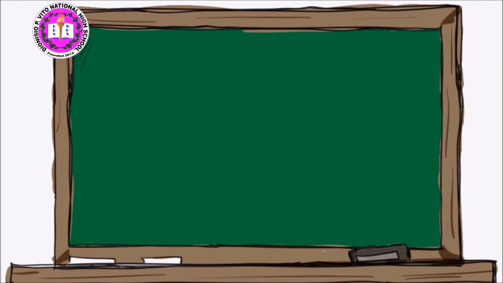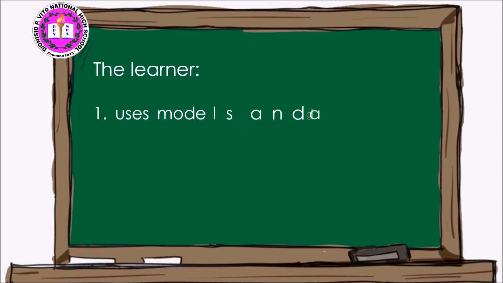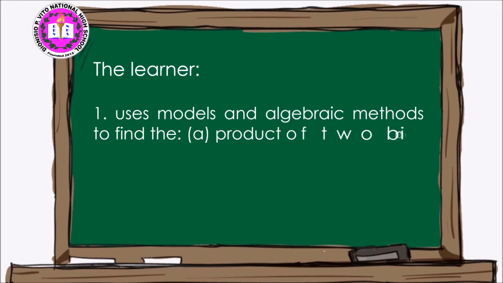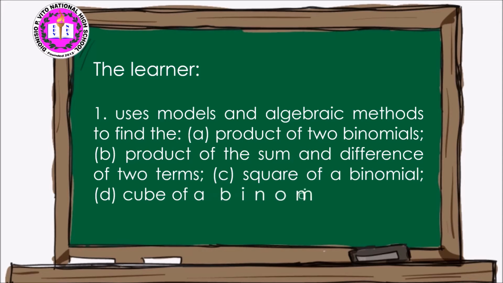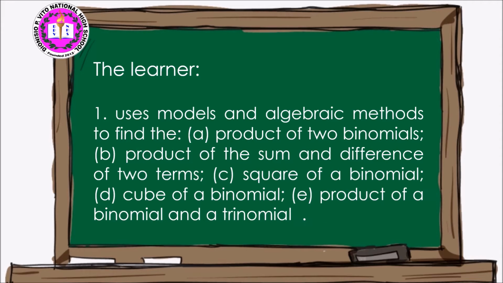Our most essential learning competencies are: the learner uses models and algebraic methods to find the product of two binomials, product of the sum and difference of two terms, square of a binomial, cube of a binomial, product of a binomial and a trinomial.